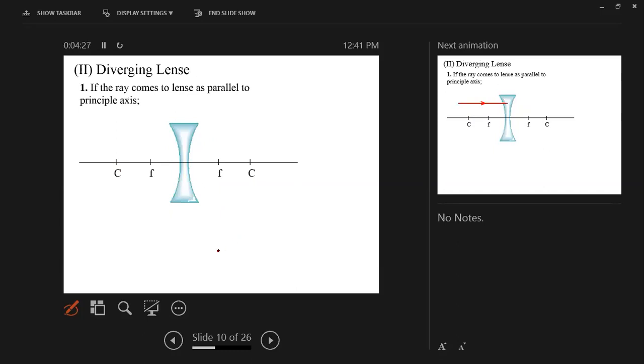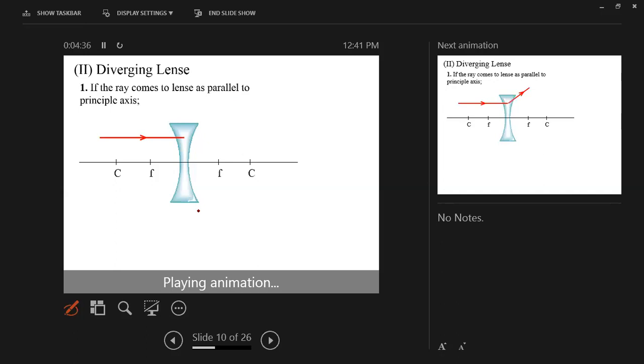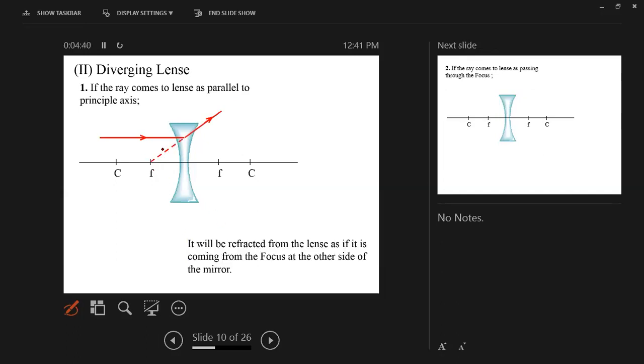This was the converging lenses. What about for diverging lenses? For diverging lenses, if the ray comes to the lens parallel, this time we are going to see that it is going to be refracted as if from the focal point, okay? And it is going to disperse. It is going to diverge like this when parallel rays come to the diverging lens, okay?